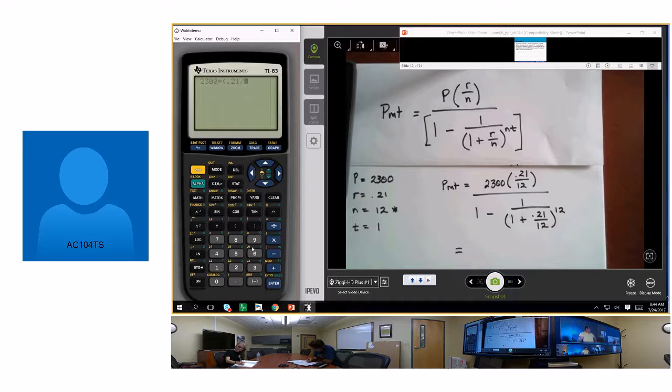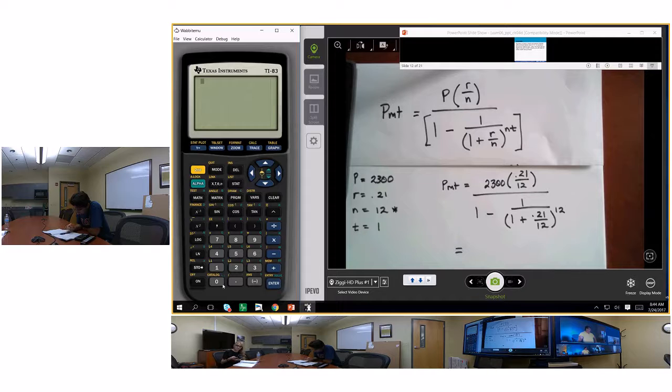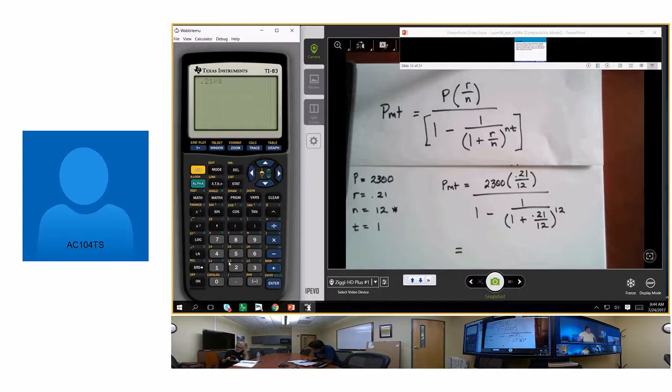Divided by 12. For the numerator, I got 40.25. Store that as alpha N. Then 0.21 divided by 12 plus 1. I got 1.10175 on the bottom, so I'm going to take 1 divided by that second answer, and that gives me 0.9828, and then 1 minus the second answer, and that gives me the denominator.